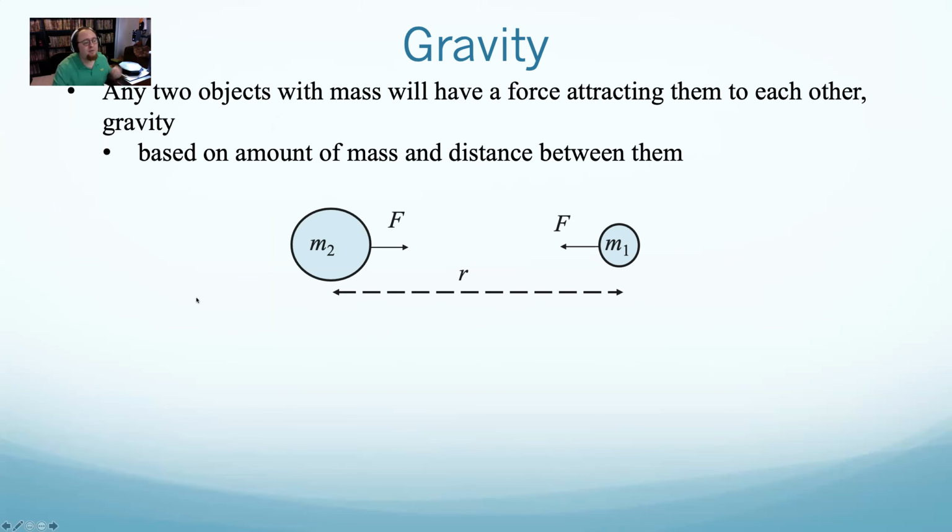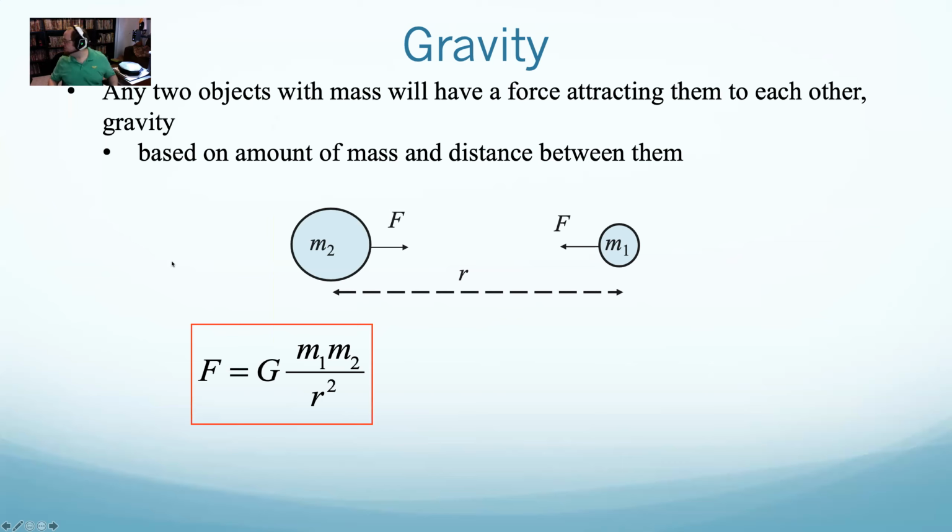It says anytime you have 2 objects with mass, there will be an attractive force. The attractive force, sorry, I just heard a crash followed by an oh good in the distance. The force attracting them will go by this equation: G m1 m2 over r squared.